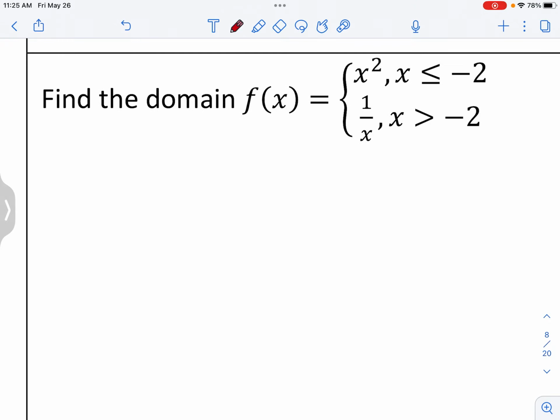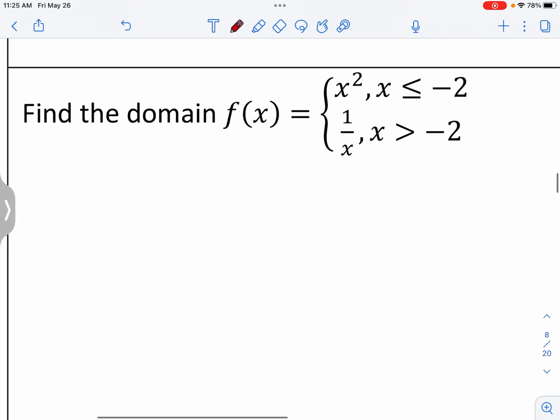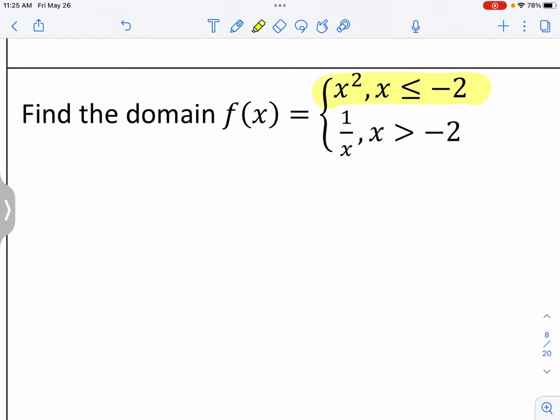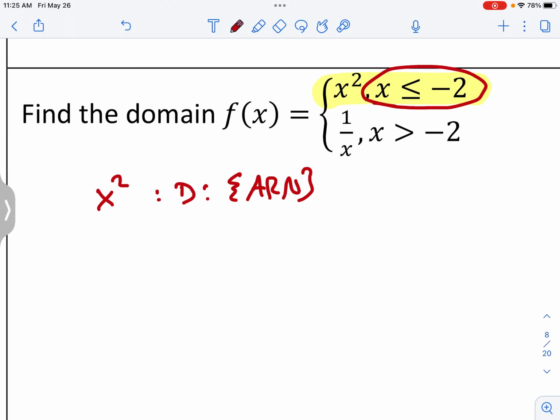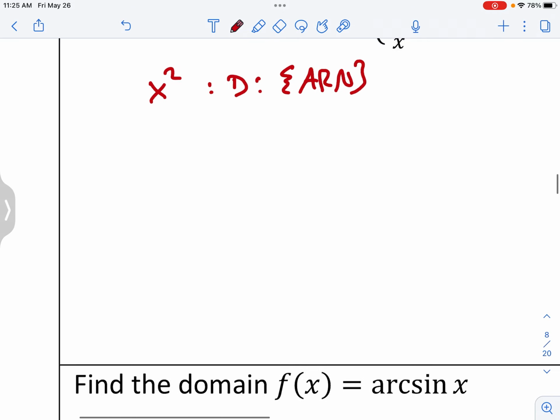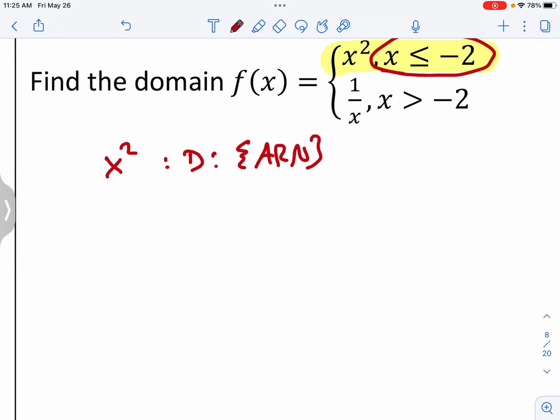Okay, so now we have the domain of this interesting piecewise function. We need to look at each piece one by one. We'll start with the yellow piece. Well, there are no domain restrictions for x squared. So for that one, the domain is all real numbers. Now, that's okay. We need to look at what part of this function's domain belongs to x squared. That's everything less than or equal to negative 2. So there are no domain restrictions so far. So far the x less than or equal to negative 2 is okay for the first piece.